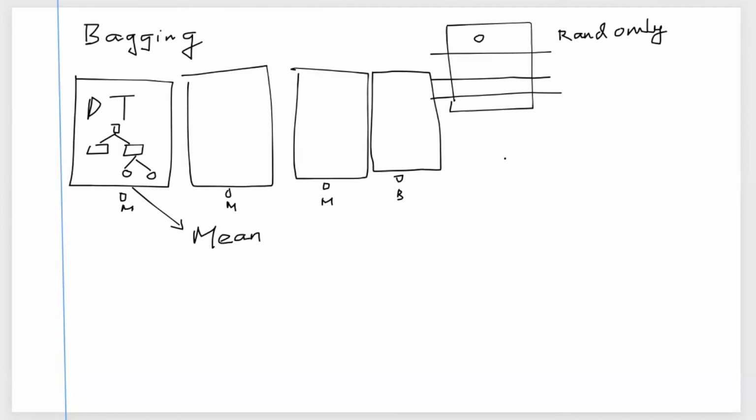Another important term to understand is that, since there are multiple models working to make a decision for you, these kinds of models are known as ensembles. Okay.